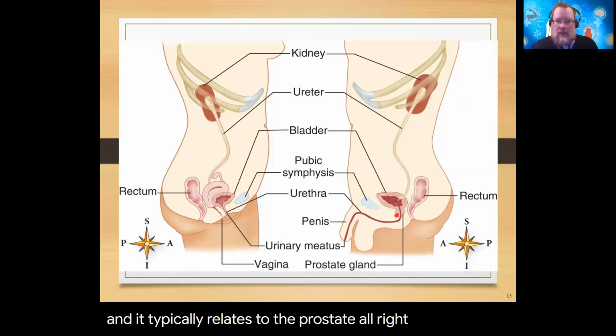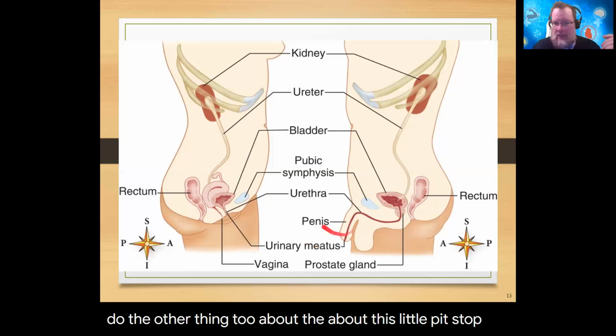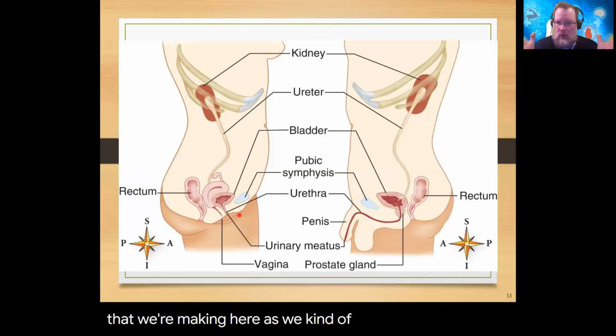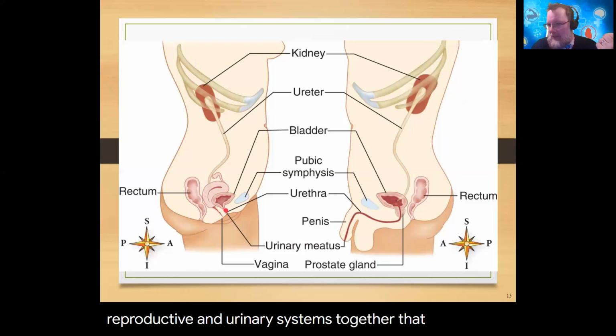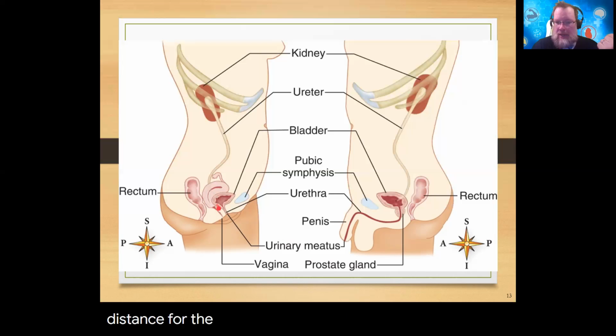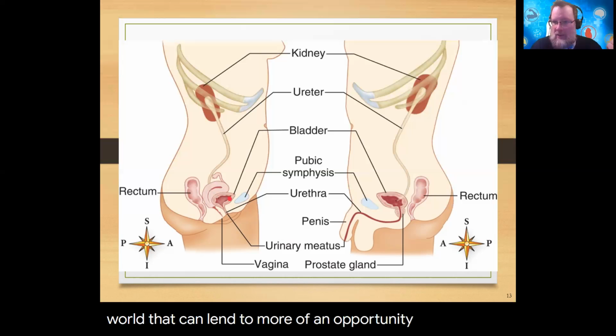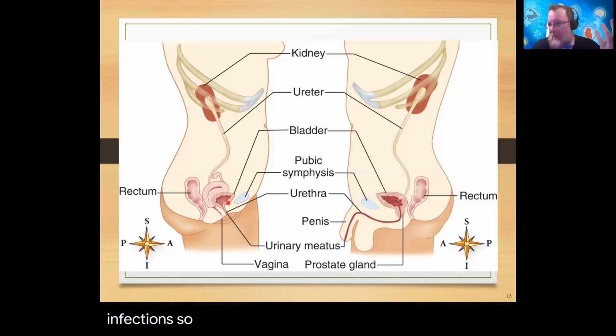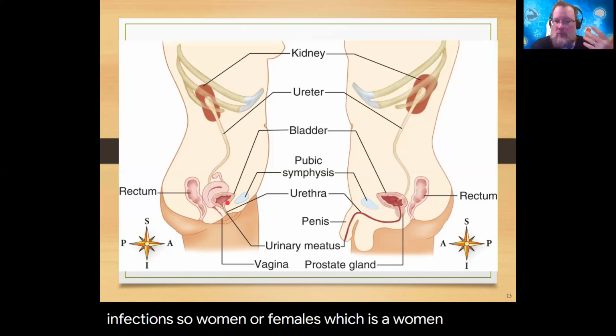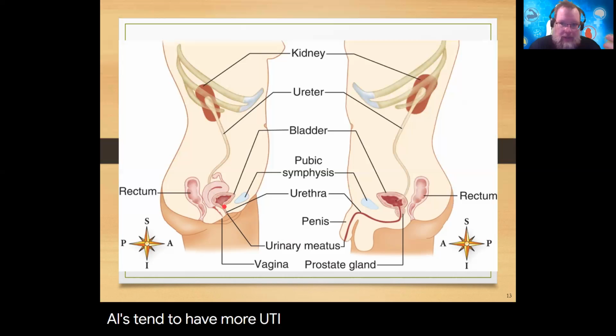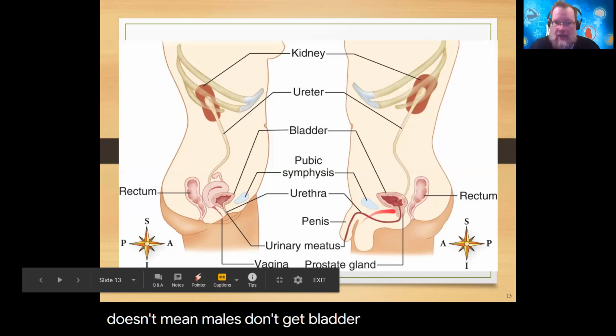All right. So anyway, the other thing too, about this little pit stop that we're making here as we kind of blend the reproductive and urinary systems together, that short distance for the entrance into the bladder from the outside world, that can lend to more of an opportunity for bacterial infections. So women, females tend to have more UTIs or bladder infections than males. Okay, doesn't mean males don't get bladder infections or urinary tract infections.